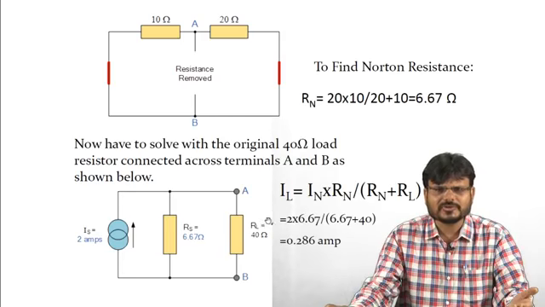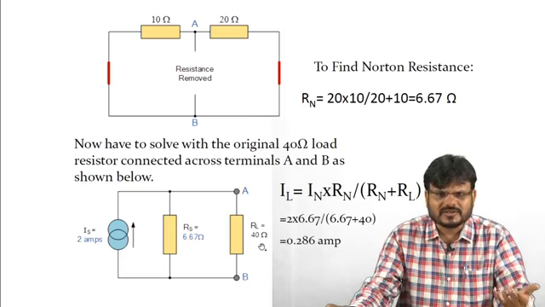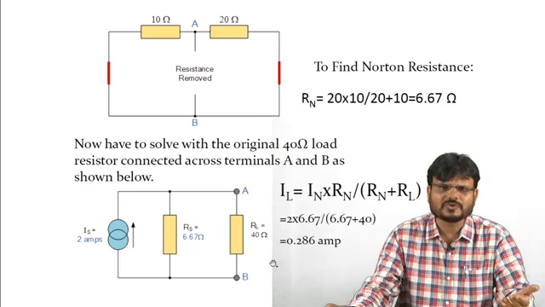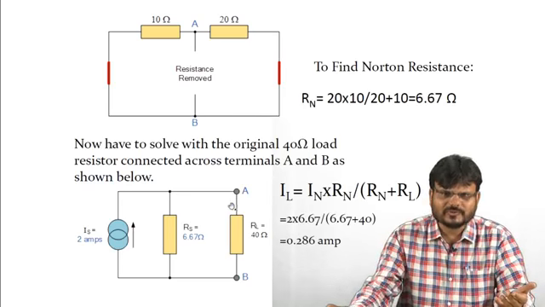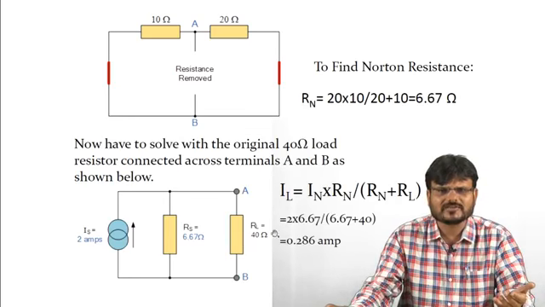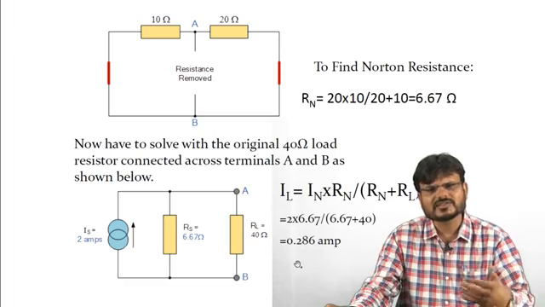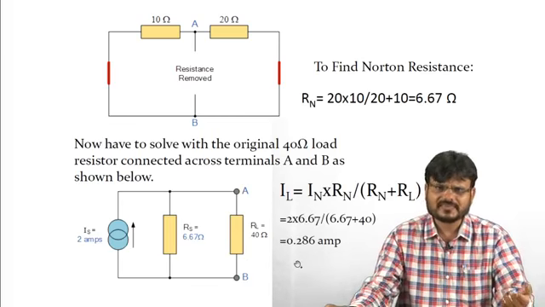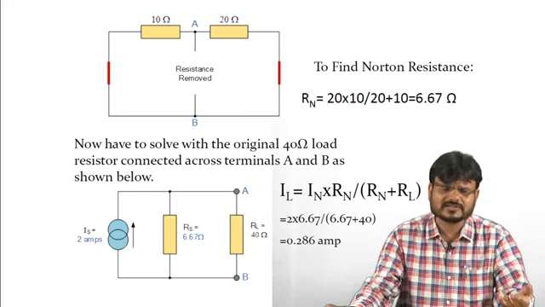Now suppose you have to calculate the load voltage VAB, or you can say VL, that means the voltage drop across load resistance RL. So how do you calculate this voltage VL? VL is equal to what? The current flowing in this branch, that is IL, multiplied by the resistance of this branch. So VL is equal to IL multiplied by RL. So this is how you can calculate the load current and load voltage.